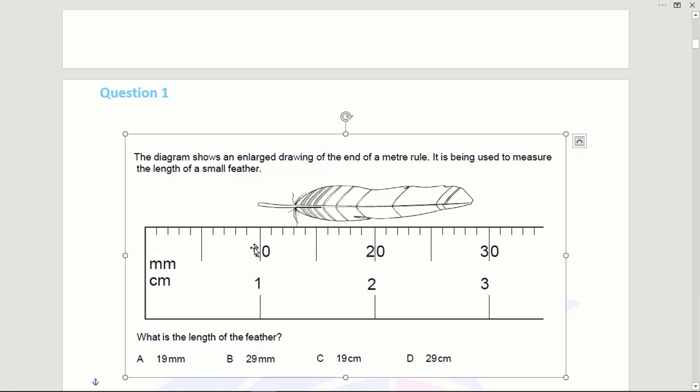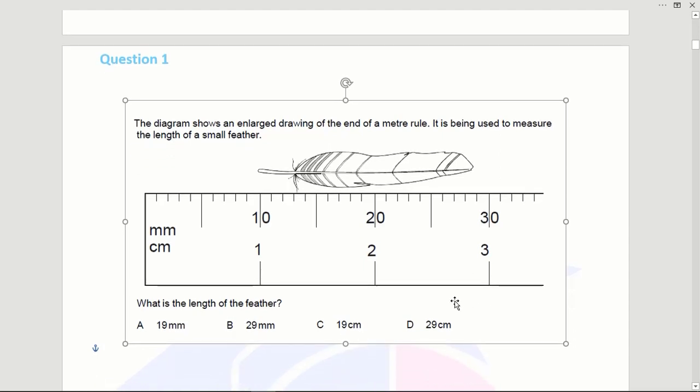This is 10, not 1. This is 20, this is 30, but what? Millimeter. And down is centimeter. Got the point? So be careful when you are taking the readings. Now if you talk about centimeters, it is 1 and here it is 2.9. So if the answer is given in centimeter, it should be 1.9.